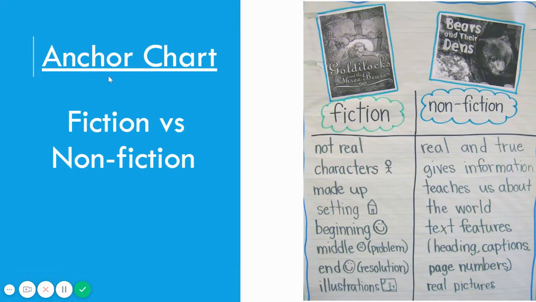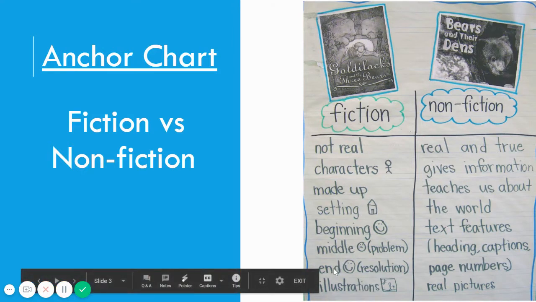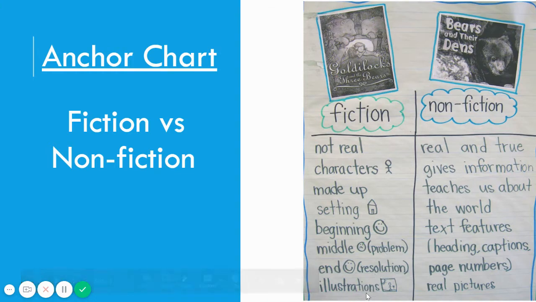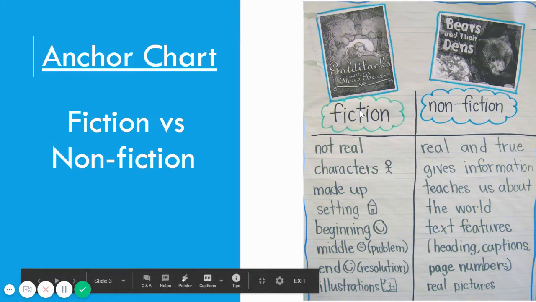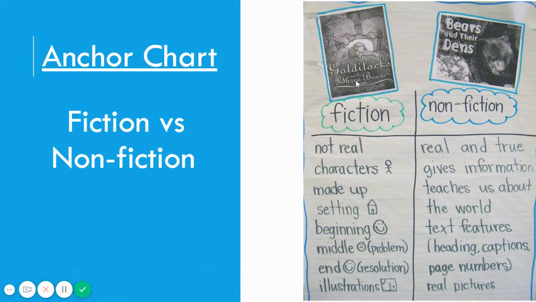First, let's review our anchor chart, fiction versus nonfiction. Yesterday, we said that fiction stories are not real. They have characters, they are made up, they have a setting that tells when and where the story takes place, they have a beginning, middle, and end, a problem and resolution, and illustrations. Here's an example of a fiction book, Goldilocks and the Three Bears.